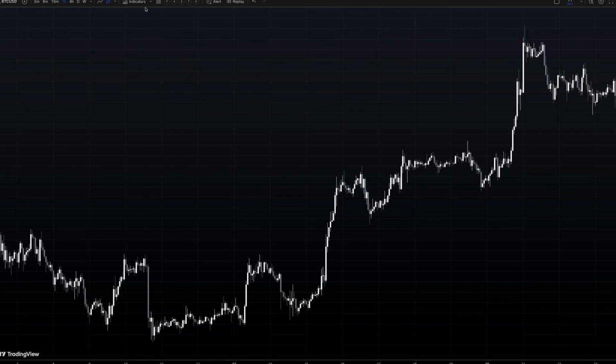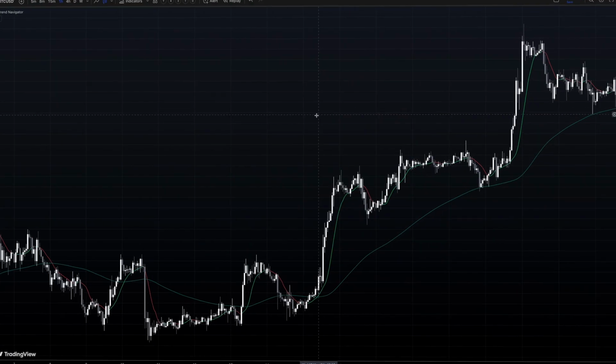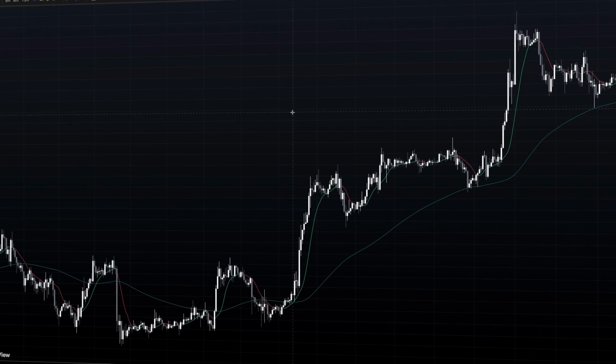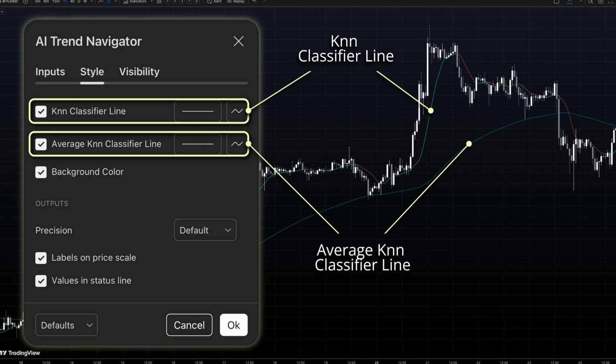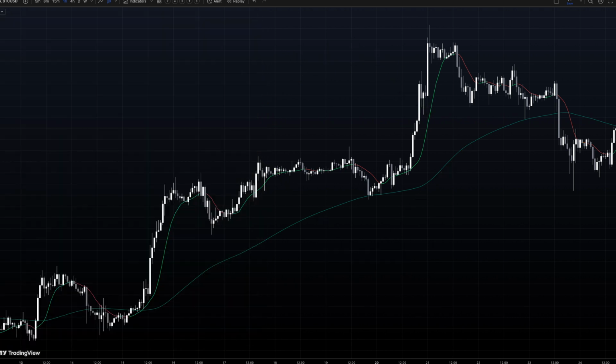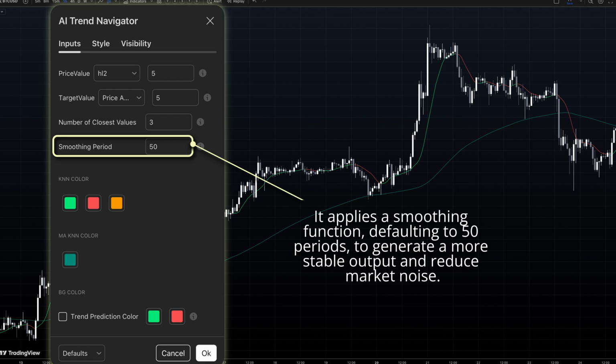Our next tool is called the AI Trend Navigator. The indicator uses the K-nearest neighbors (KNN) algorithm, a fundamental machine learning technique, to predict trend directions in price movements. It processes price data and generates two key lines, the KNN classifier line and the average KNN classifier line. KNN in this implementation analyzes a set number of closest historical price values. Default is 3, within a window of at least 30 periods. It then applies a smoothing function, defaulting to 50 periods, to create a more stable output.